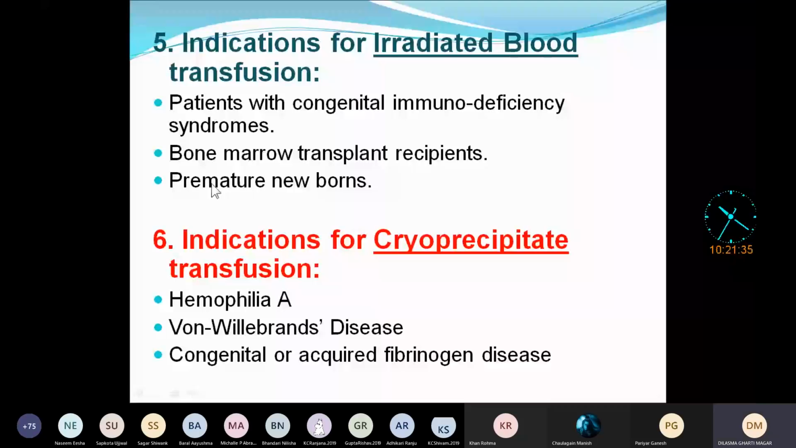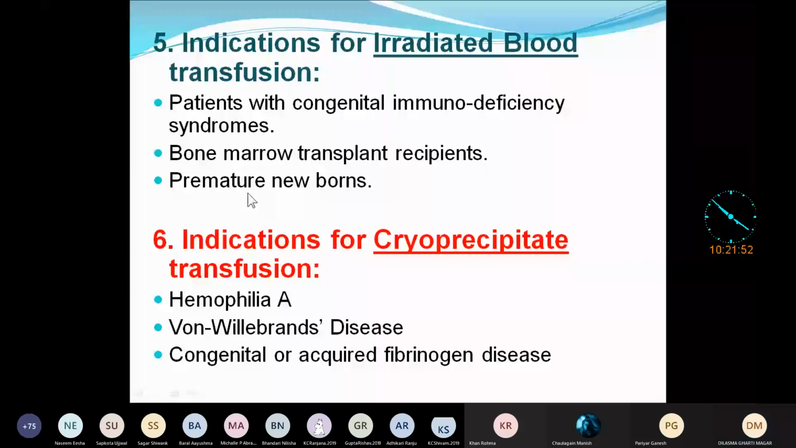And also in case of the premature newborn babies. The premature newborn babies, their immune system will not be very strong. In case of the premature newborn babies, their immune system is not strong. That's why we'll give the irradiated blood transfusion.